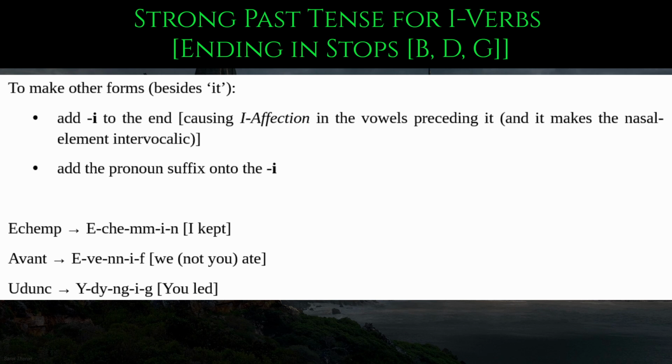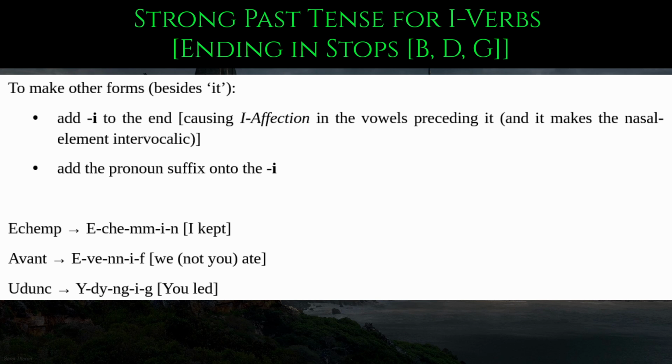And the last point for this lesson, it would be pretty useful to make other forms besides it. So for this, we add E to the end, which, if you remember, causes E affection in the vowels preceding it. And, important, it makes the nasal element, the N, plus the preceding B, D or K, intervocalic. And then we are adding the pronoun suffix onto the E. So, let's look at 3 examples and finish this lesson.